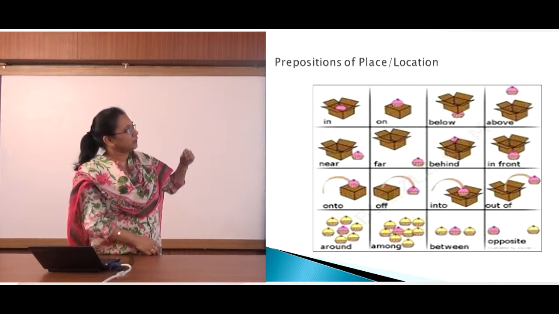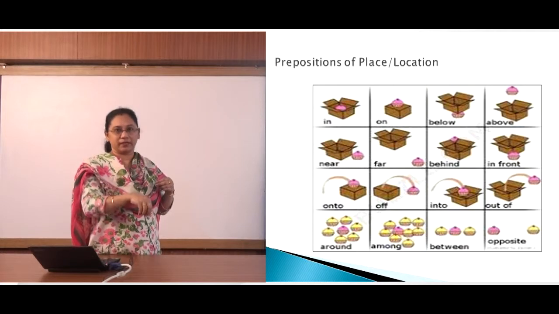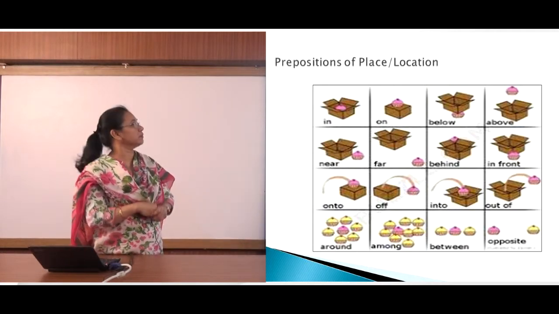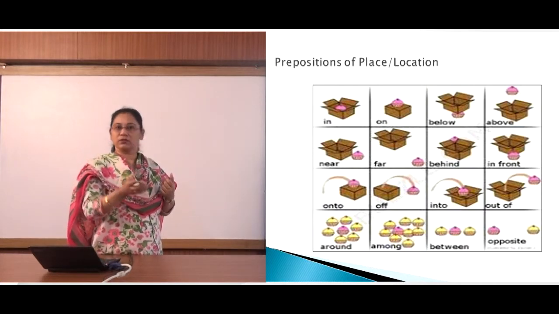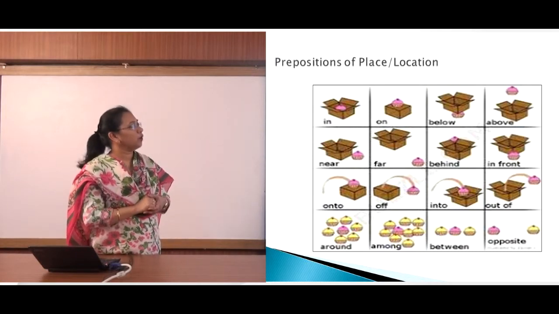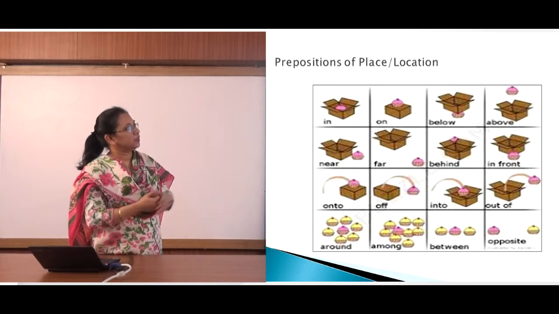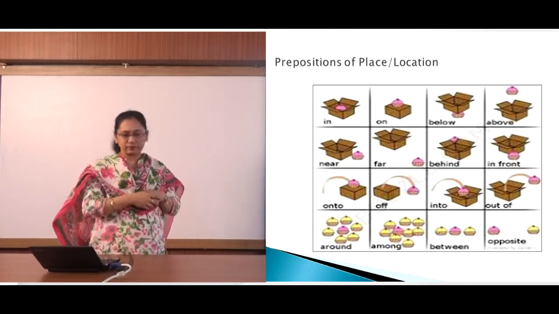Like here I have the cake is in the box, which means that the cake has found its place in the box, or it is located inside the box. You can find it inside the box. Or in the second picture, the cake is on the box, it is located or is found in a particular place, on the box, or it can be under the box, below the box. In the fourth picture, it is located above the box.